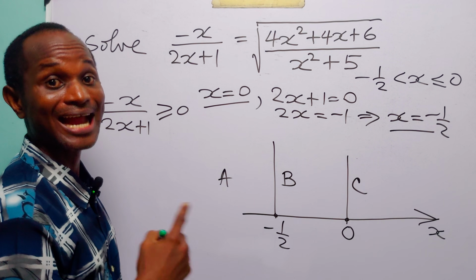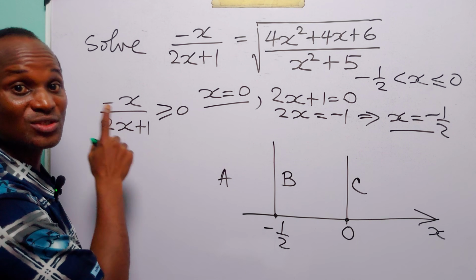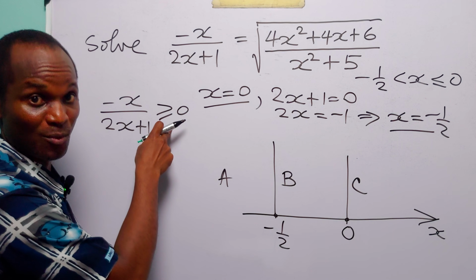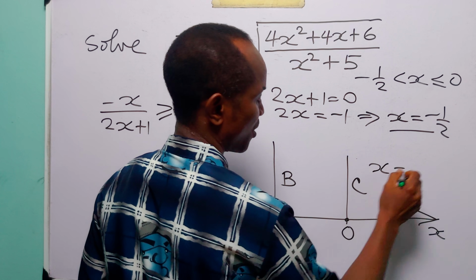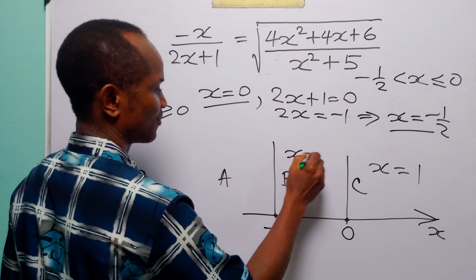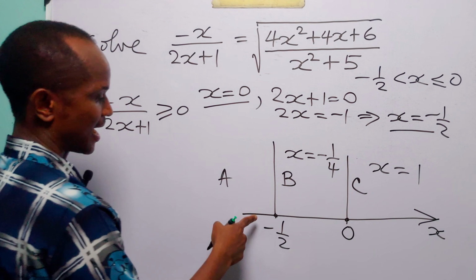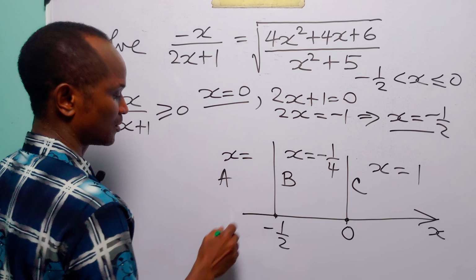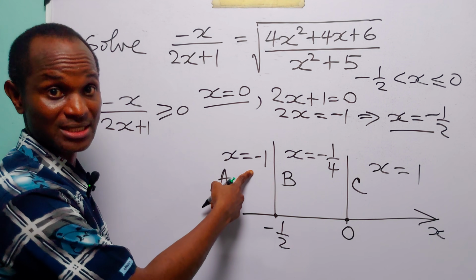Then when we choose an arbitrary value, we test it in this inequality to see if the value of x satisfies this inequality. Now, for instance, here, let us choose x equal to 1. Here, let us choose x equal to minus 1 over 4. And here, in this region, let us choose x equal to minus 1. Now, let us start with this region.